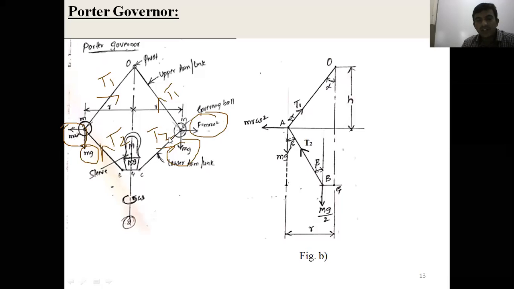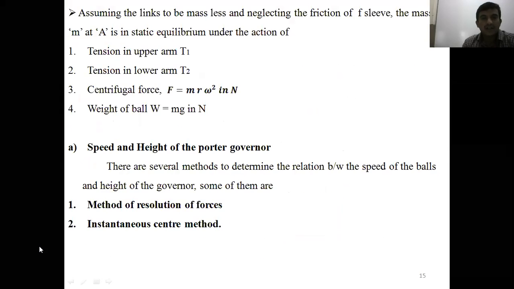These are the forces which are acting: tension in the upper arm, tension in the lower arm, centrifugal force, and weight of the governor ball. See that the mass m at A is in static equilibrium under the action of tension in the upper arm T1, tension in the lower arm T2, the centrifugal force m r omega square, which acts radially outward, and the weight of the governor ball, W equals m g, in Newton.